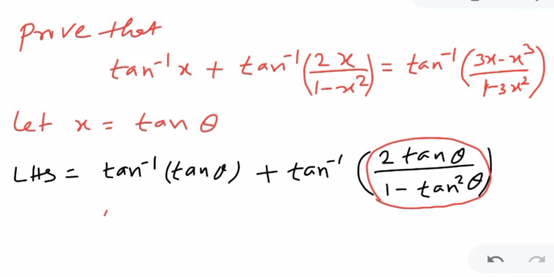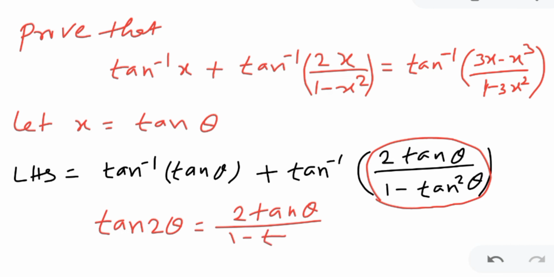Tan 2 theta is equal to 2 tan theta divided by 1 minus tan square theta. The same formula will be used in multiple questions, so you have to remember these formulas. Tan 2 theta is equal to 2 tan theta divided by 1 minus tan square theta. So using this formula I will replace this value as tan 2 theta.